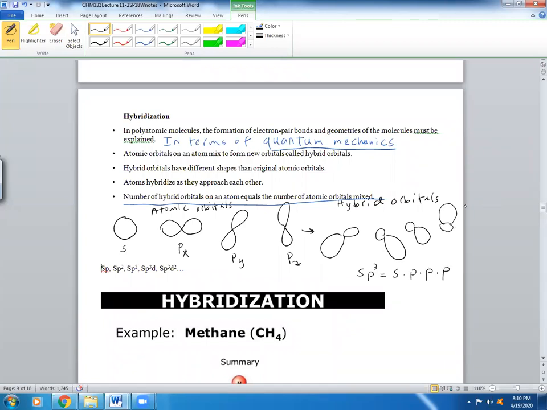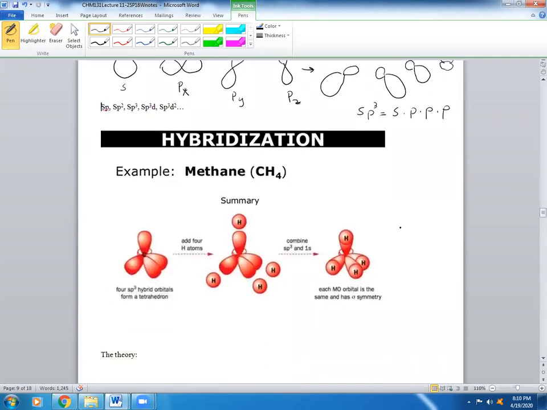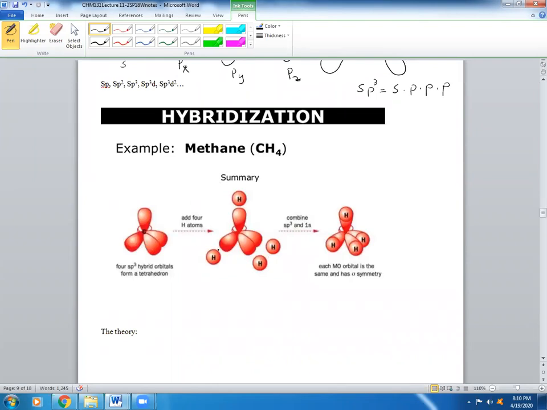Of course it's abstract, but that's actually the idea of the geometries. The geometries do not come from bonding. They actually come because of those hybrid orbitals. So let's look down here. Here's methane.